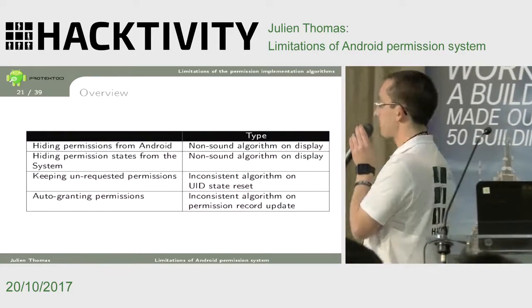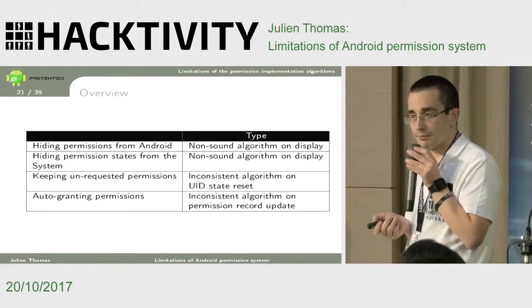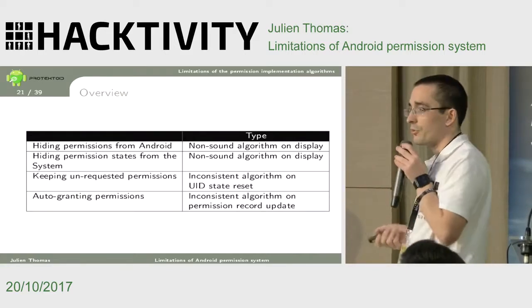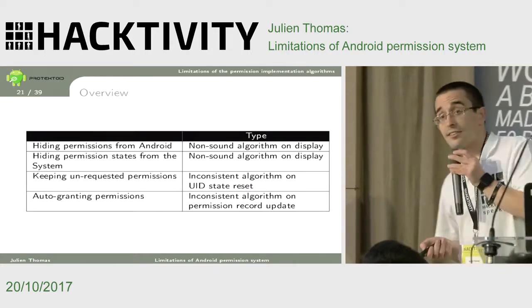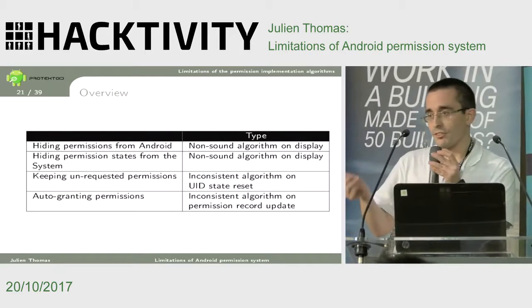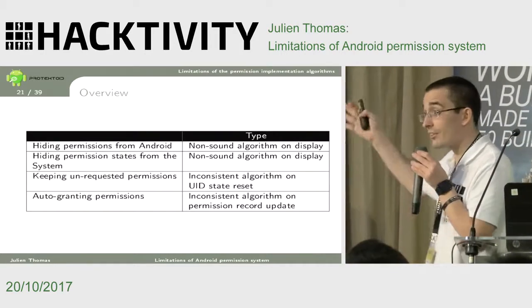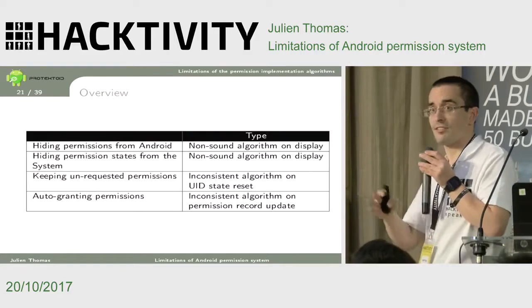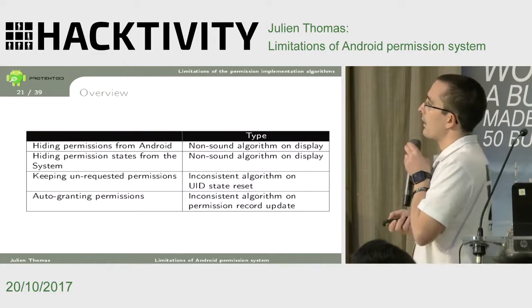So, issues. I will explain four issues. How can you hide permissions from Android? Meaning you get granted a permission, but it's not displayed. How can you hide states? How can you say that a permission is not granted when it is granted? Nobody knows that you have contacts. You see that the application requests contacts. It says not granted, yet it's granted. Why is that possible?